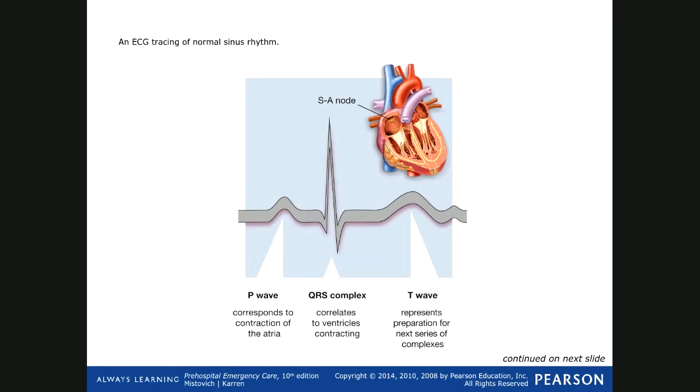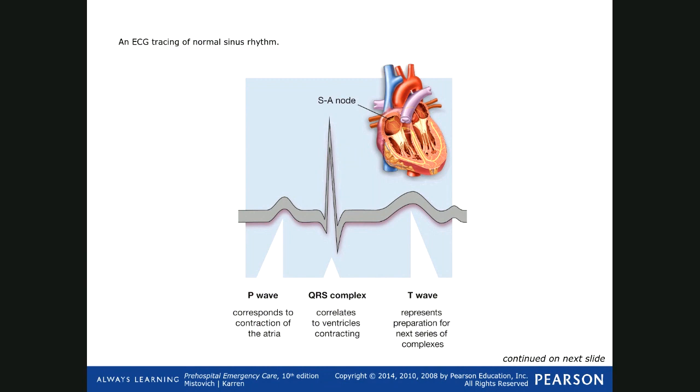This is the Q wave right here coming down. This wave coming up and coming down is the R wave. And this wave coming back up is called the S wave. So this whole thing is called the QRS complex. This correlates with the ventricles contracting. And then this is the T wave, and the T wave is indicative of the ventricles actually repolarizing. Okay.